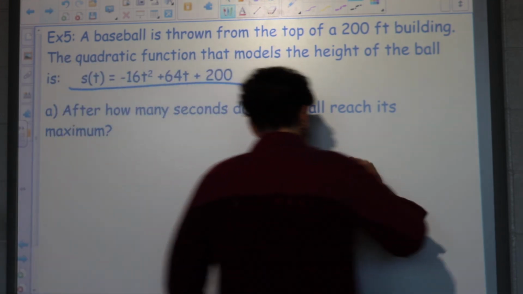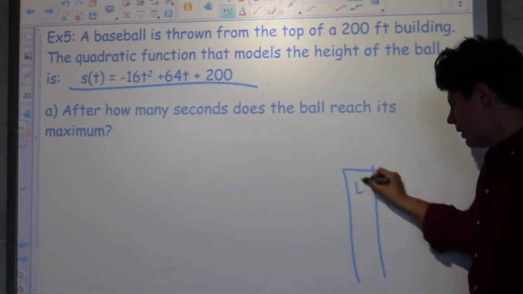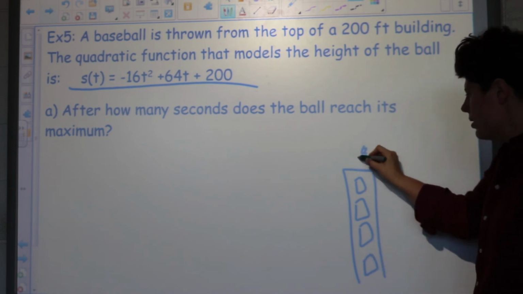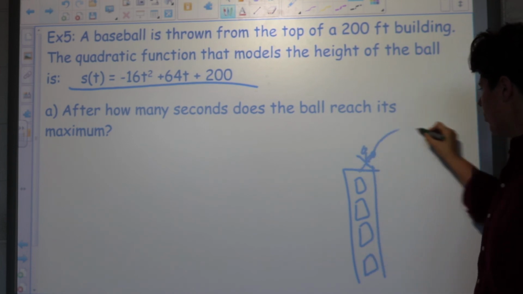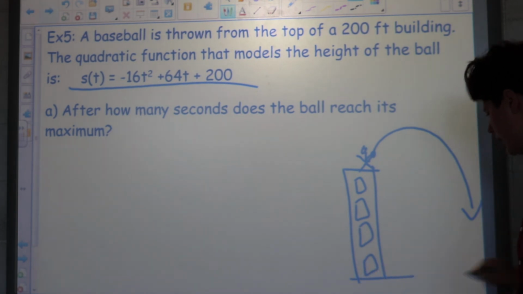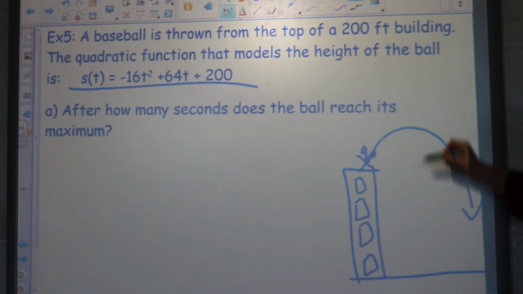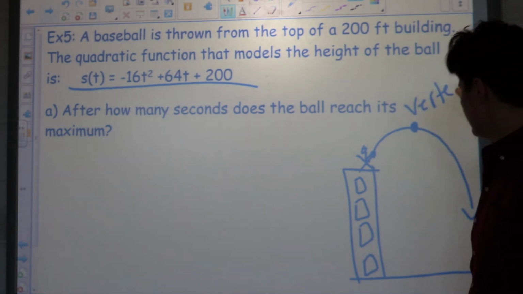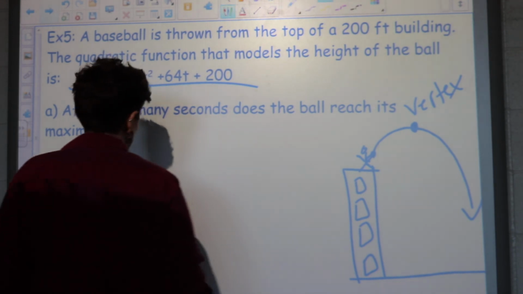So here's what's happening. We have a building. It's a very beautiful building I'm drawing here. And then we have a kid or person, somebody on top of a building, throwing a baseball, and it will eventually hit the ground. If they want the maximum point, what are they interested in? Oh, you guessed it, the vertex. Something to pay attention to.